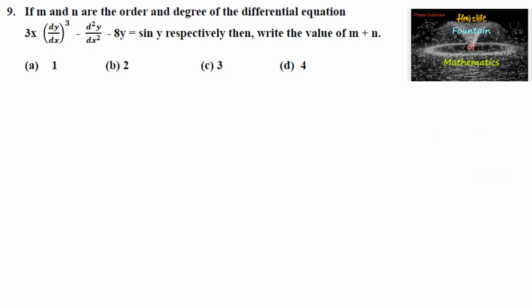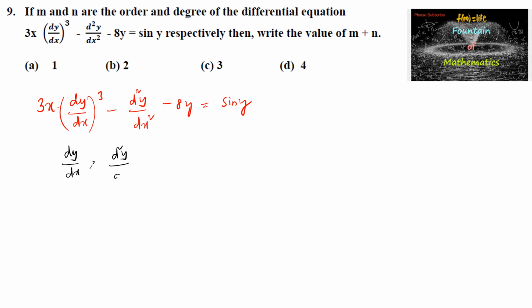If m and n are the order and degree of the differential equation 3x into dy by dx whole power 3 minus d square y by dx square minus 8y is equal to sin y. So in this differential equation, we can see that the derivatives used here are dy by dx and d square y by dx square. So here d square y by dx square is the highest order, so this is the second order derivative.